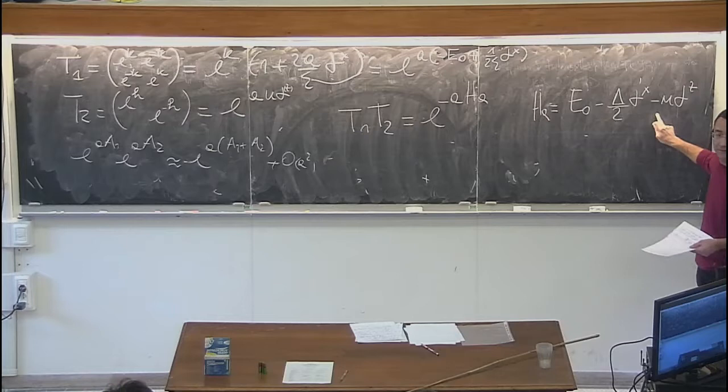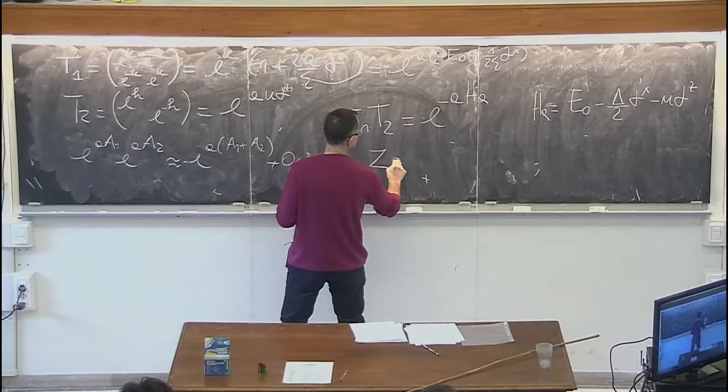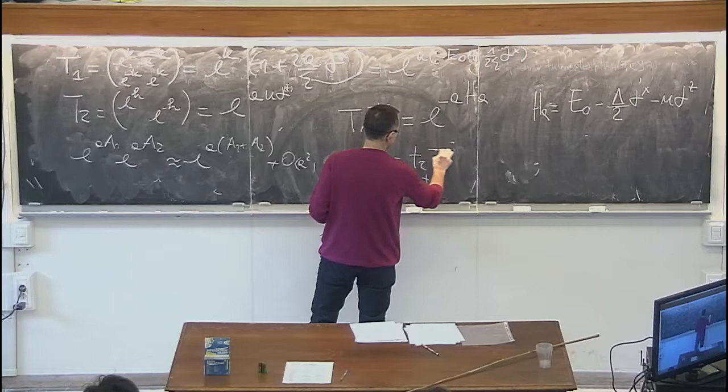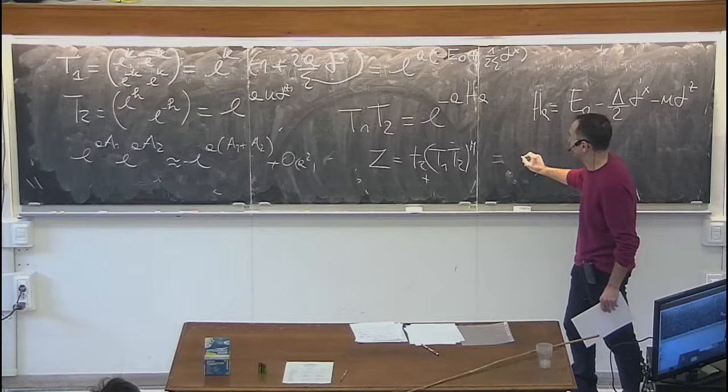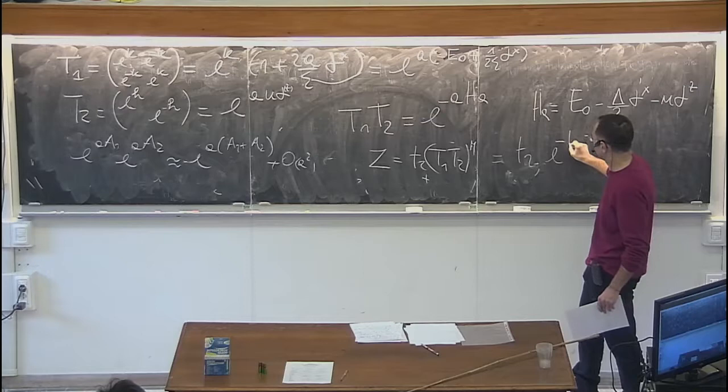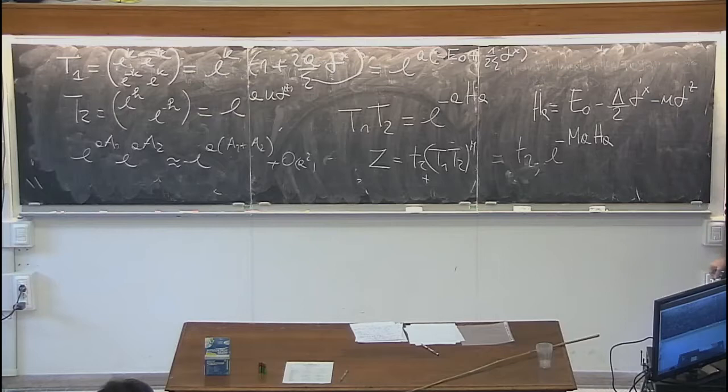Then I want to write the partition function. The partition function was trace T1, T2 to M. Okay. And this becomes trace e to the minus M H_Q. Okay?